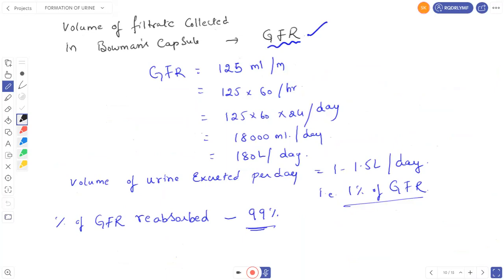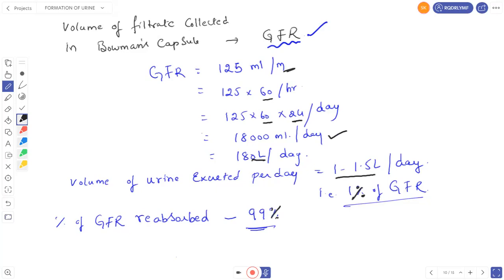Then what is the GFR? GFR is 125 ml per minute. That means per minute, the glomerular filtration rate is 125 ml. Per hour, it is 125 into 60. Per day, it is 125 into 60 into 24 hours. So how much is formed? It is formed into 18,000 milliliters, that is 180 liters per day. How much urine a person excretes per day is 1 to 1.5 liters per day. That is, the urine excreted is 1% of GFR. Then the percentage of GFR that is reabsorbed is 99%.